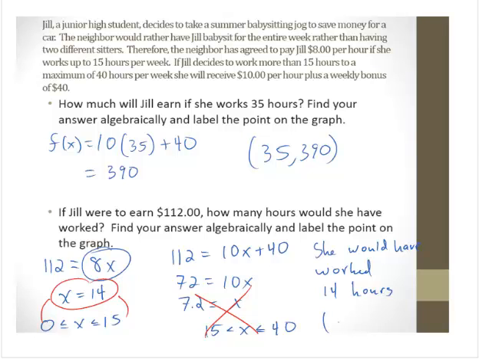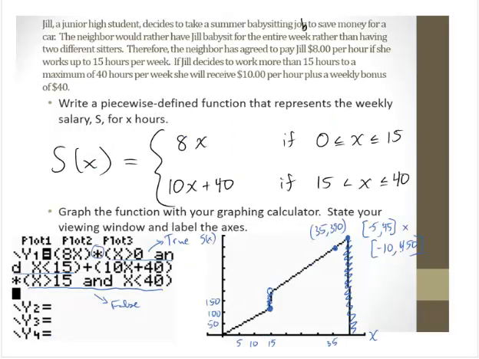And the point would have been 14, 112. Let's mark that point on the graph. All right, so 14, 112 would be about here. This point is 14, 112. All right, and that concludes the presentation for section 3.3.